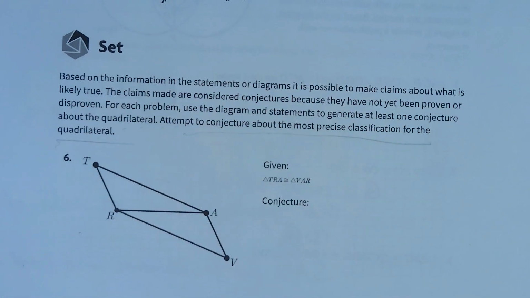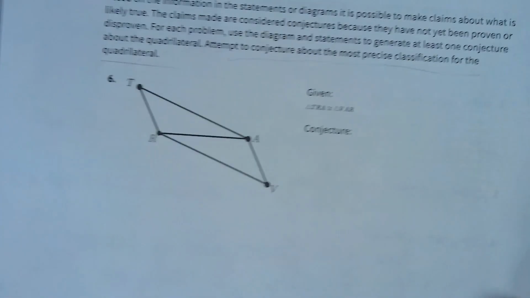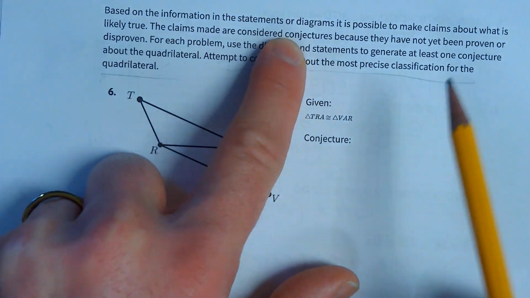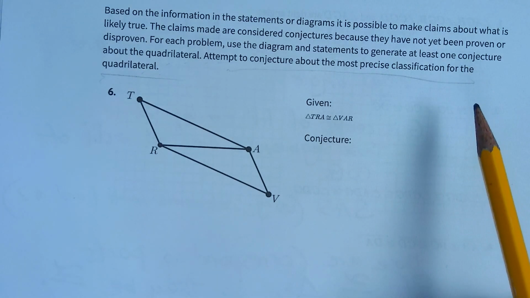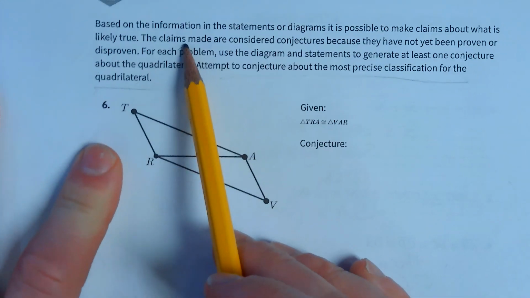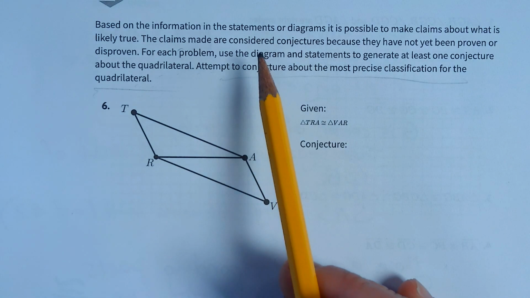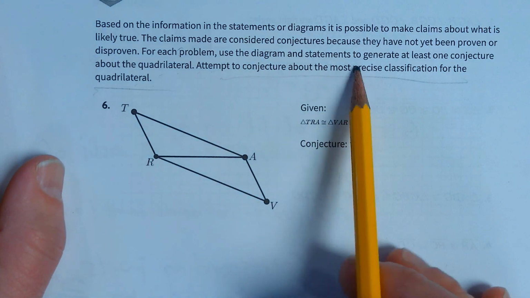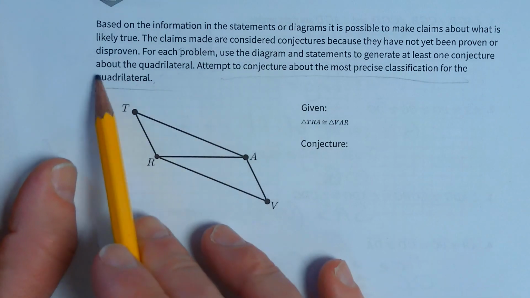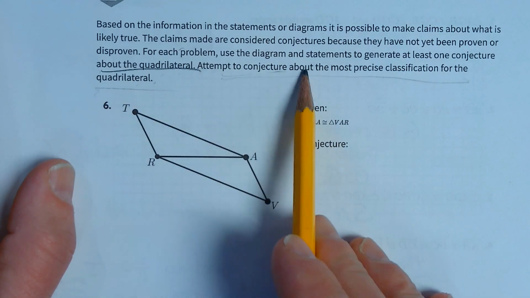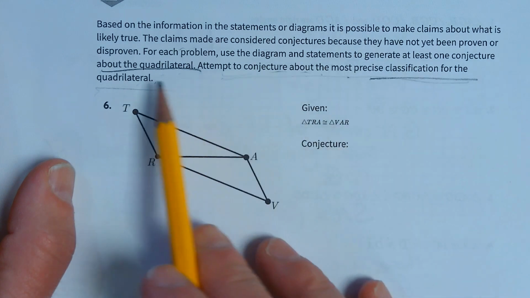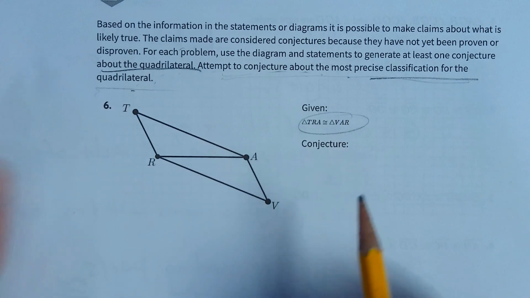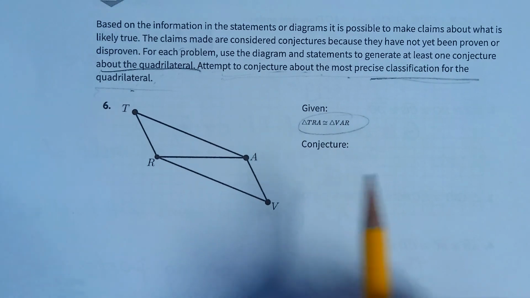All right, what else do we got? Based on information in the statements or diagrams, it is possible to make claims about what is likely true. The claims made are considered conjectures because they've not yet been proven or disproven. For each problem, use the diagram and statements to generate at least one conjecture. About the quadrilateral, attempt to conjecture about the most precise classification for the quadrilateral. What are we given? TR is congruent to VA.